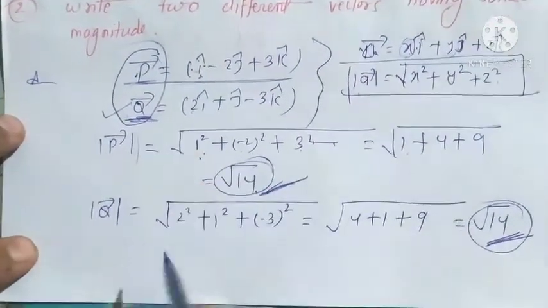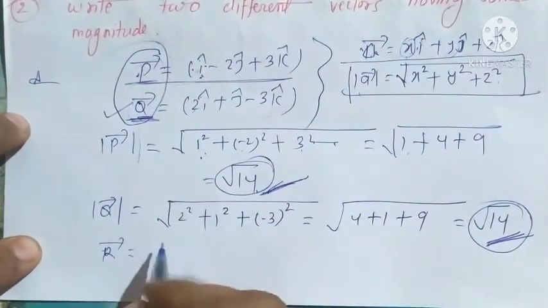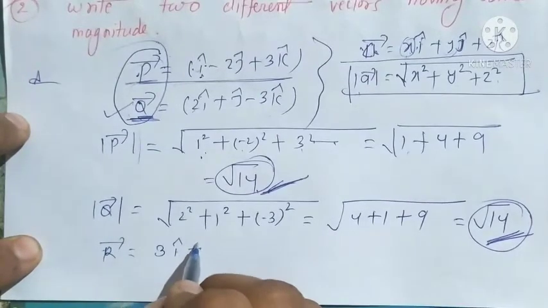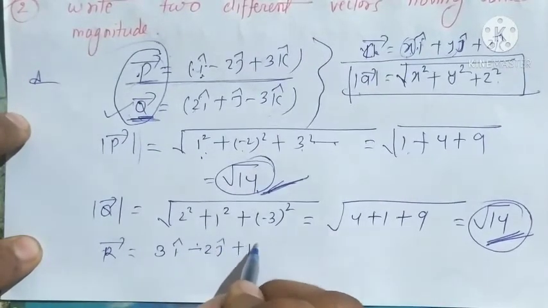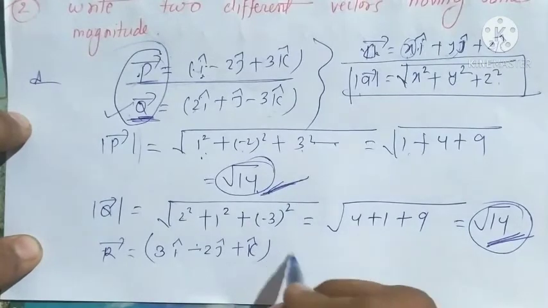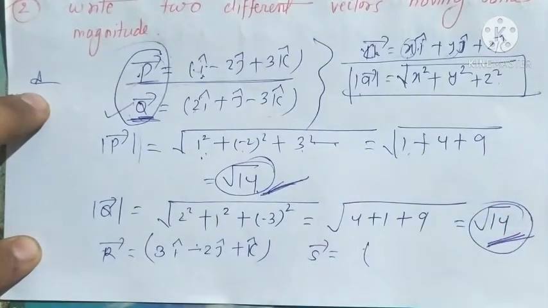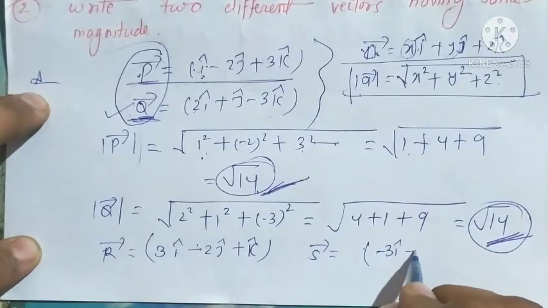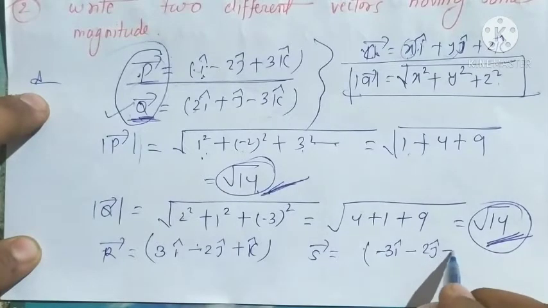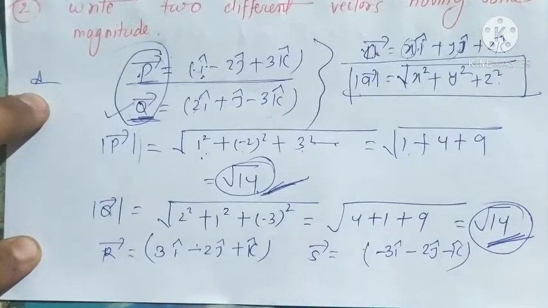We also take another vector here, R. R is equal to 3i minus 2j plus k. And we take S, any other vector. Similarly as before, we take another value of it: minus 3i, minus 2j and minus k, which have the same magnitude value.